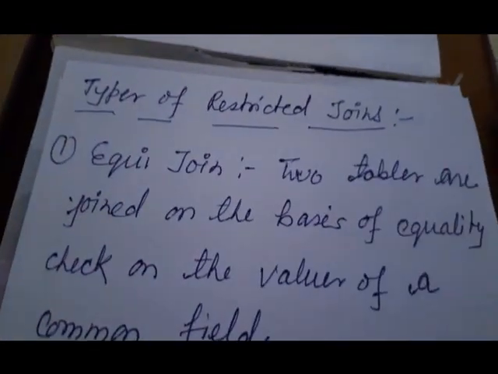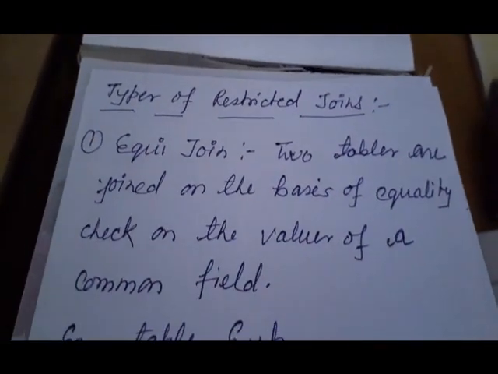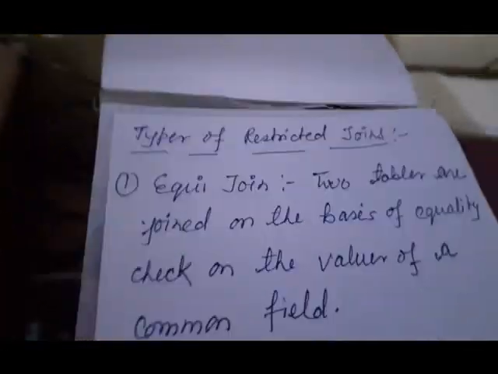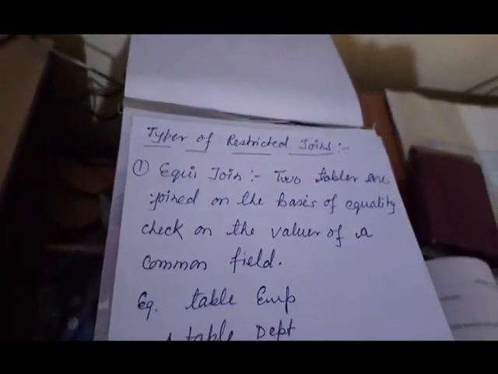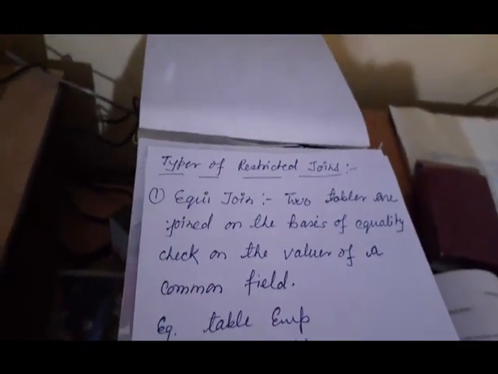Two tables are joined on the basis of equality check on the values of the common field. I am showing you the common field. Okay, so till then you see the definition. I will show you on the screen the common field. Just a minute.